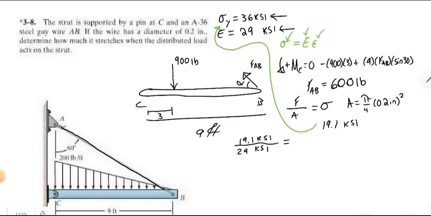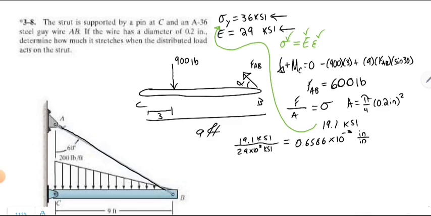0.6586 times 10 to the negative 3. Excuse me, it should have been times 10 to the negative 3, because now for our strain, we're going to get 0.6586 times 10 to the negative 3 inch per inch. I was looking at my notes because I knew something wasn't right, and here we see that's what it was.